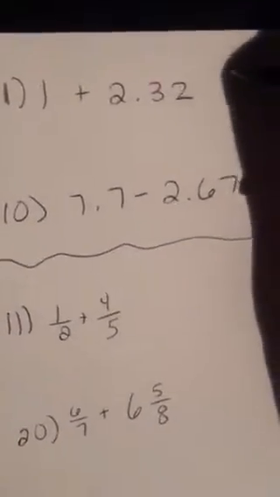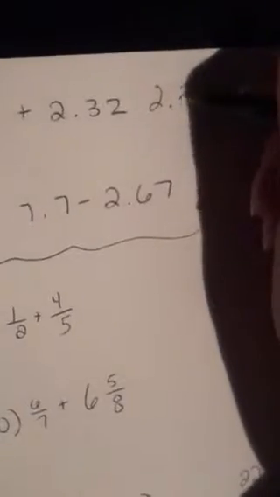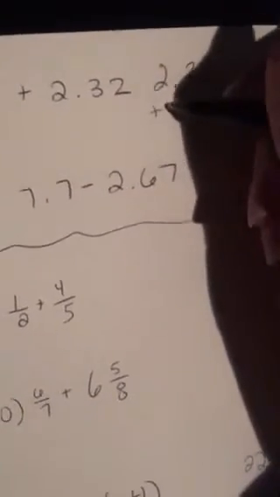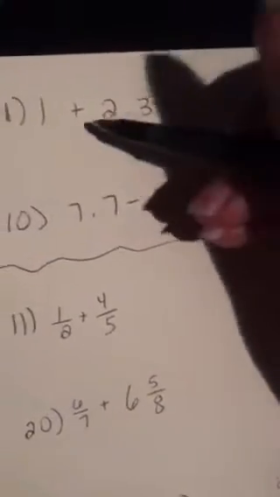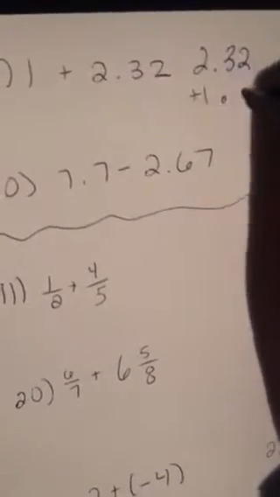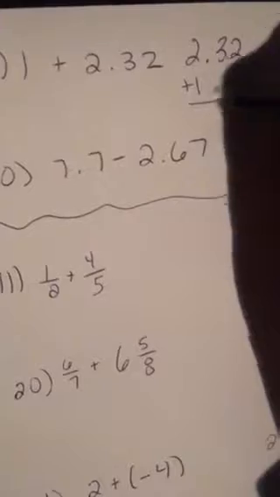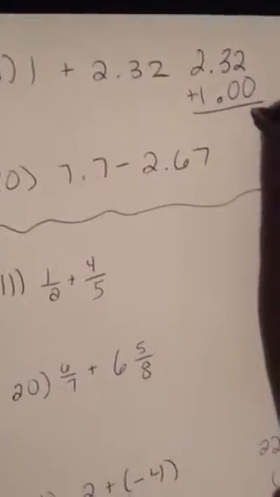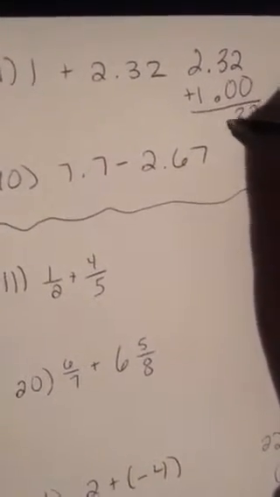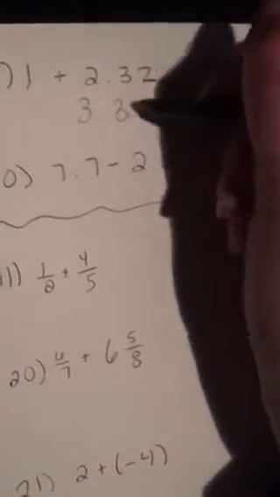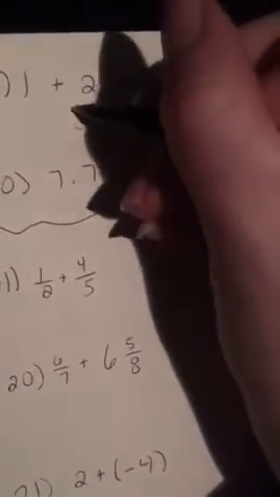So whenever we add with decimals, we want to line them up vertically. And so I'm adding this to 1 whole. So it goes in the ones place. Then I add a decimal and a 0 and a 0. When I add these together, I get 3 and 32 hundredths.